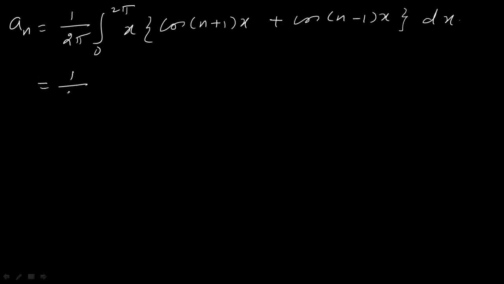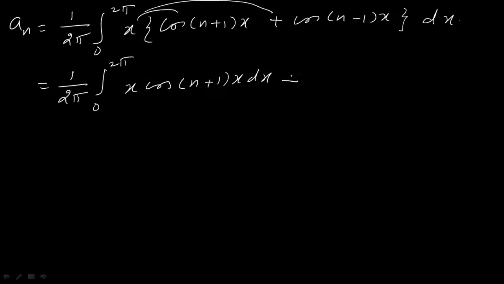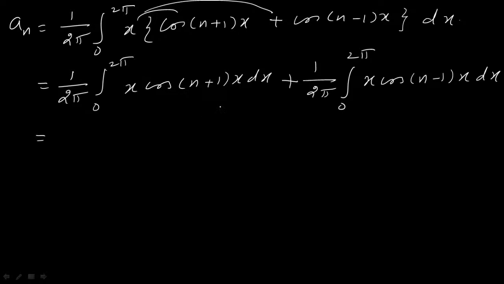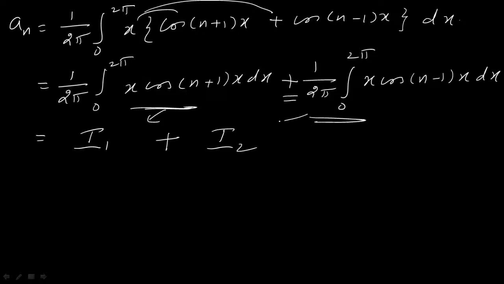Okay. So now that is equal to 1 by 2 pi. What I am going to do here is take x inside and just split the integral into 2 separate integrals. That is integral 0 to 2 pi x cos (n plus 1)x dx as one of the integrals, plus 1 by 2 pi of integral 0 to 2 pi x cos (n minus 1)x dx as the next integral. Now I have to separately calculate these two integrals and substitute here. So I take the first integral as I1 plus the second integral as I2, right?